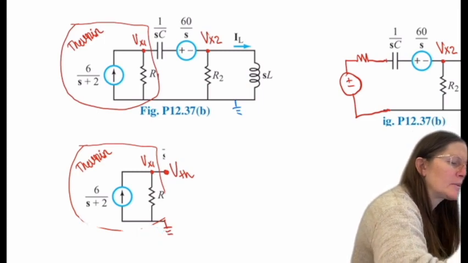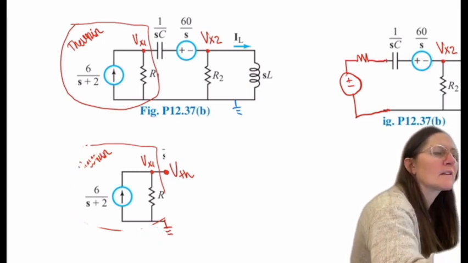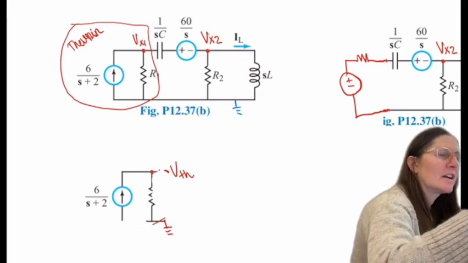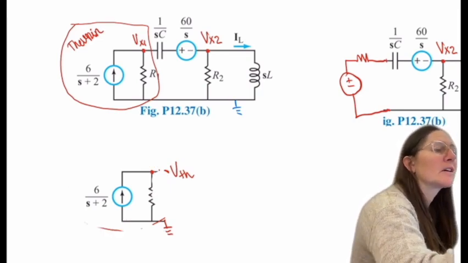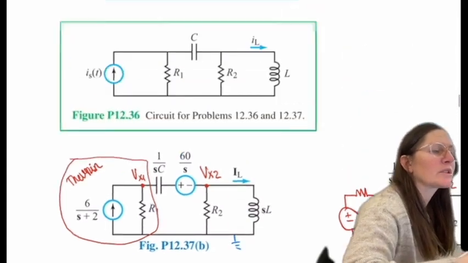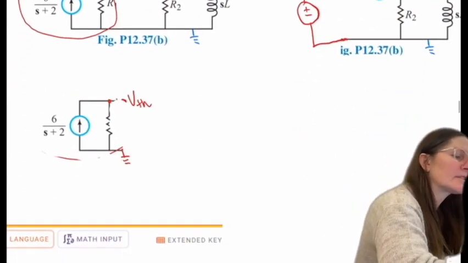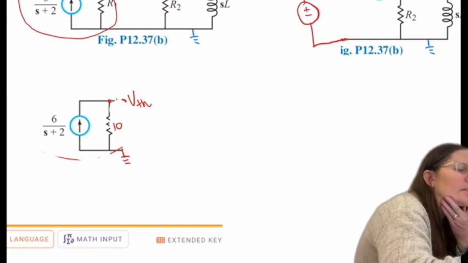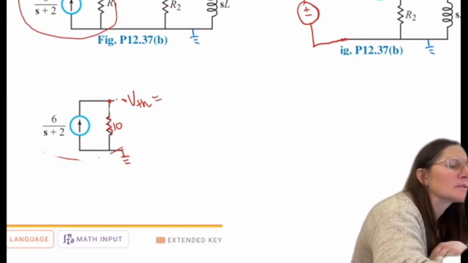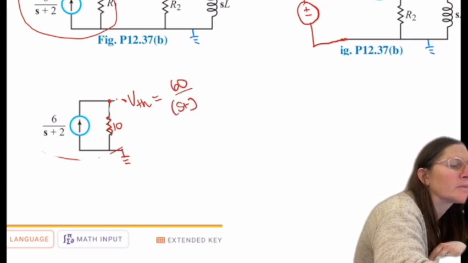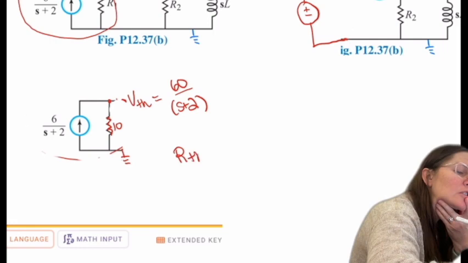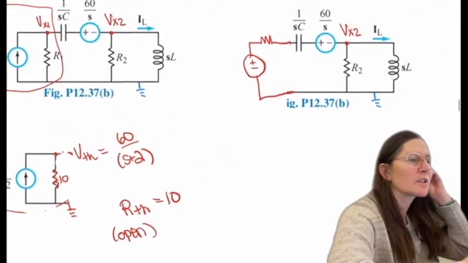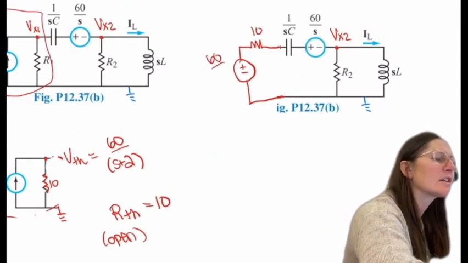And so this just simply becomes 60 over S plus 2. R1 was 10? I can't remember. Yeah, 10. Okay, so this is 10. So that voltage is 60 over S plus 2. And then for the RTH, you open the source, and so it's simply just 10. So it's a really pretty easy way to just change this to 10 and 60 over S plus 2.